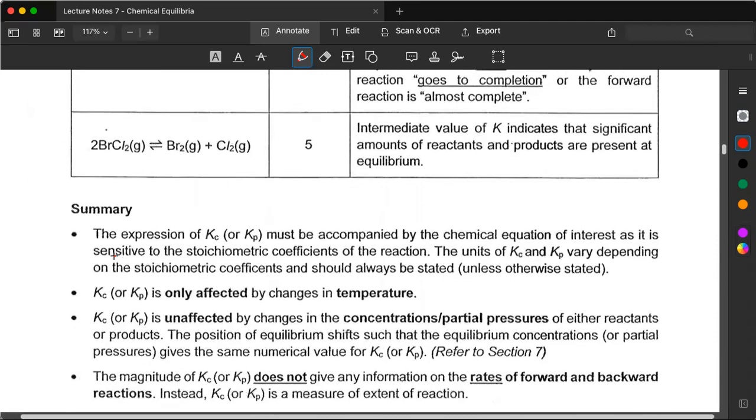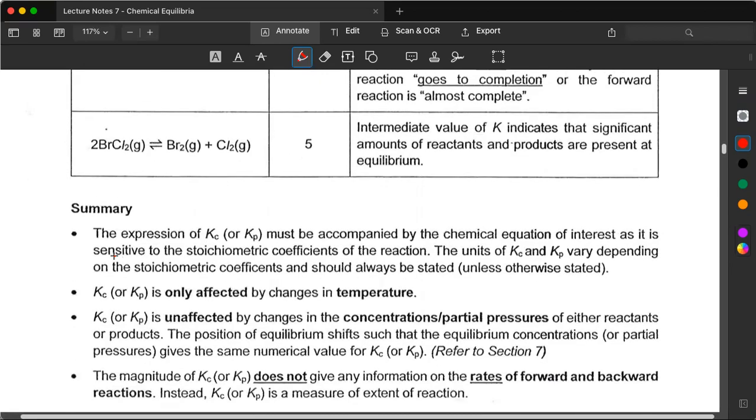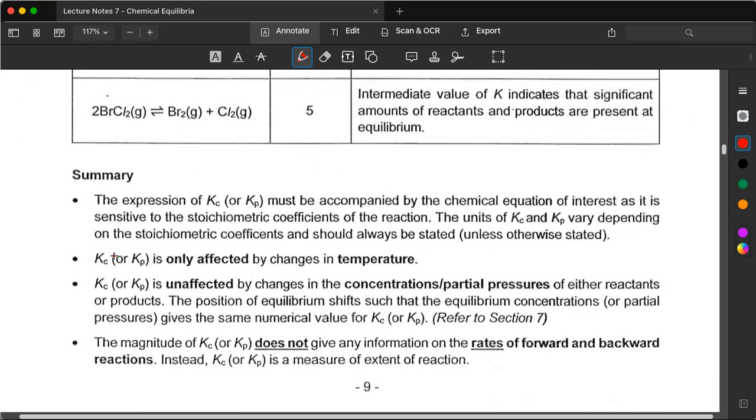So in summary, the expression must be accompanied by the chemical equation of interest, as it is very sensitive to the stoichiometric coefficients. If you change the coefficient, as we saw just now, it will really change K. The units of Kc and Kp will also vary with the stoichiometric coefficients. Kc or Kp is only affected by changes in temperature. It is not affected by changes in concentration or partial pressure. The position of equilibrium shifts such that the equilibrium concentrations give the same numerical value of Kc or Kp.